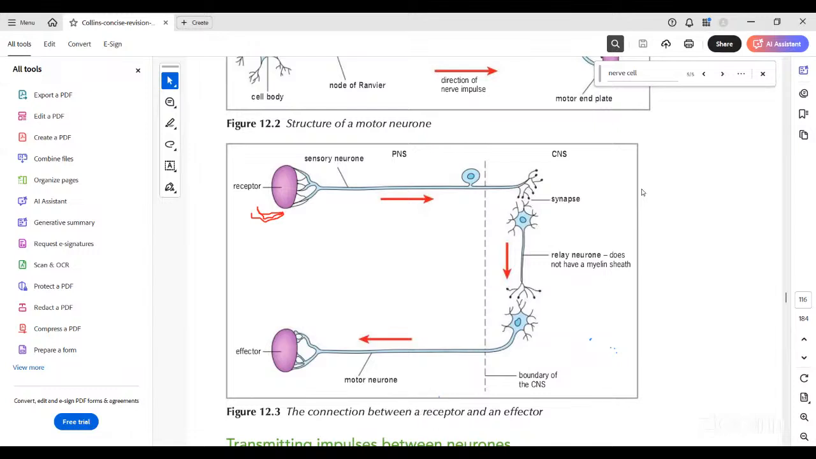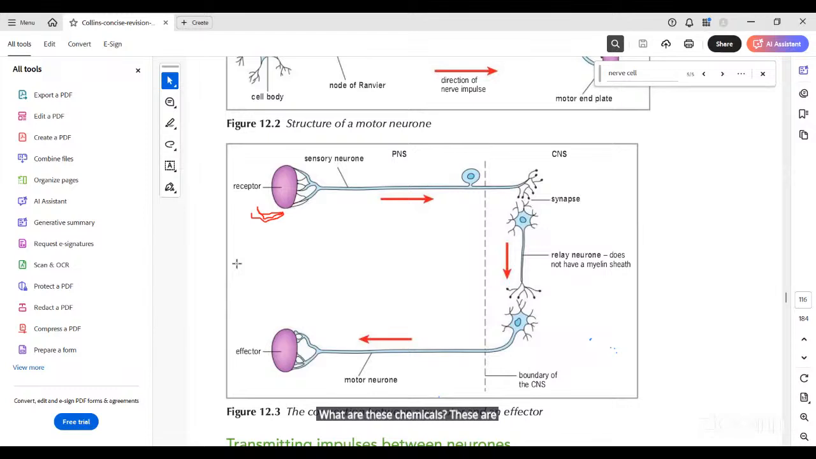So I think it's where the chemicals are released. Where the chemicals are what? Released. Yeah, it is where the chemicals are released. Right? So what happens is that the chemicals are released here. What are these chemicals? These are the transmitters.